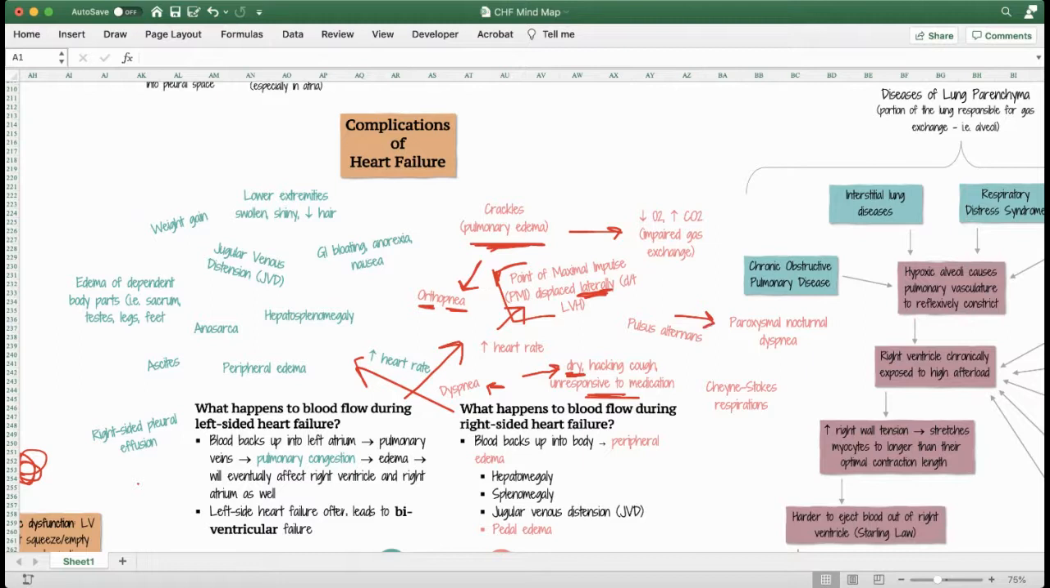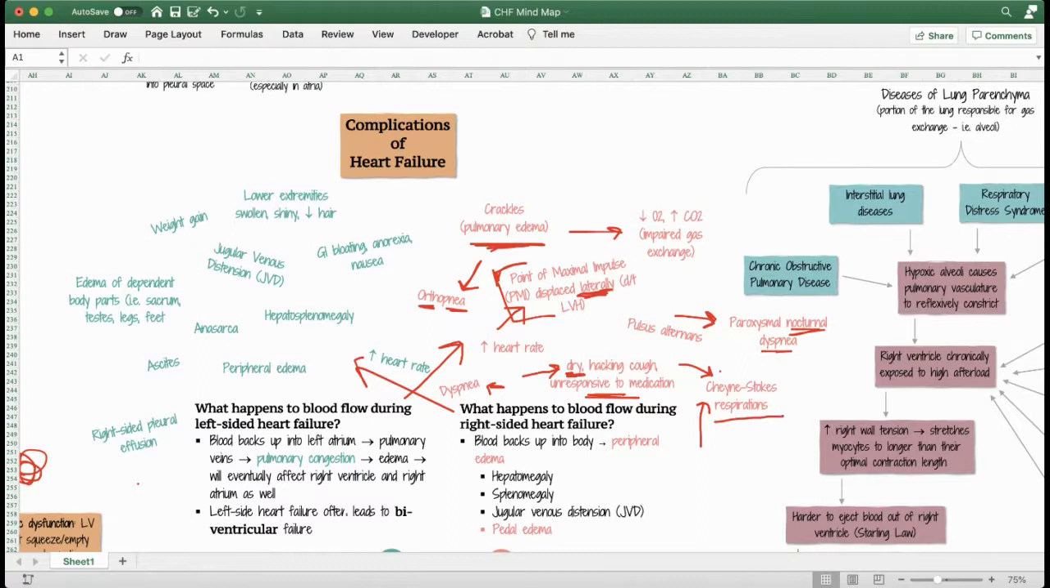Paroxysmal nocturnal dyspnea. It just means it's a difficult time breathing at night. And that's usually because patients are lying down. They lie down, they have difficulty breathing. And then, of course, Cheyne-Stokes respirations are going to be involved in left-sided heart failure towards the end, in the end phase.